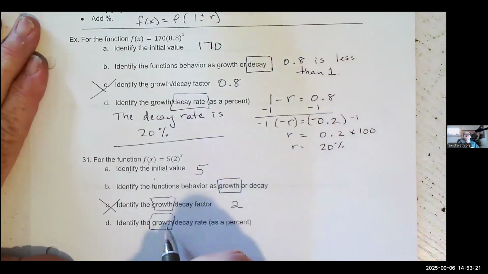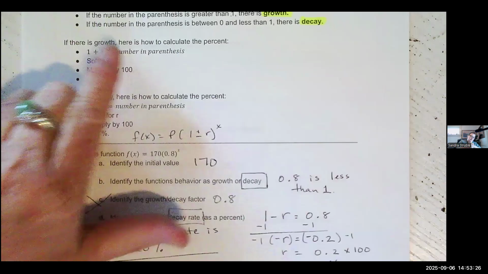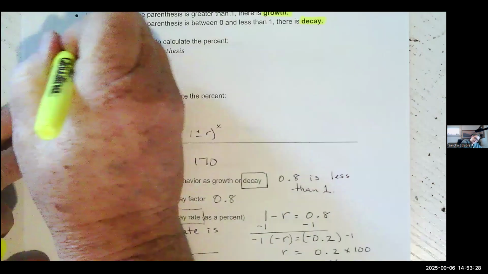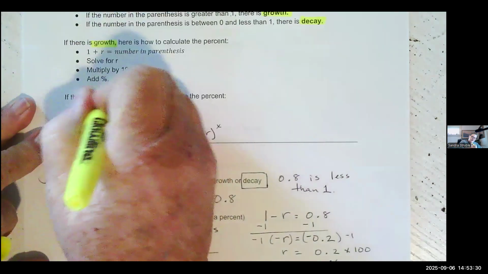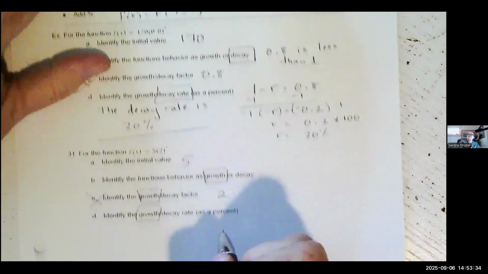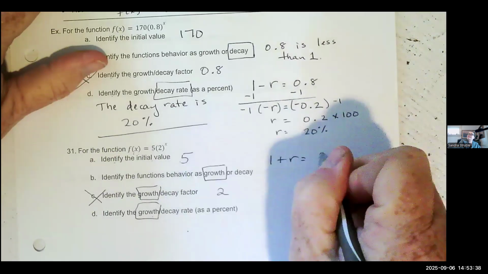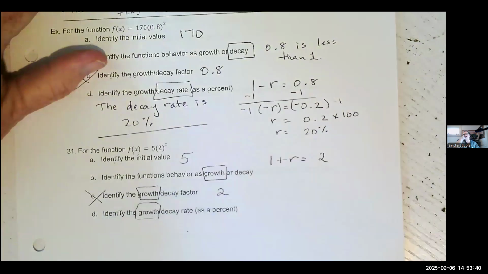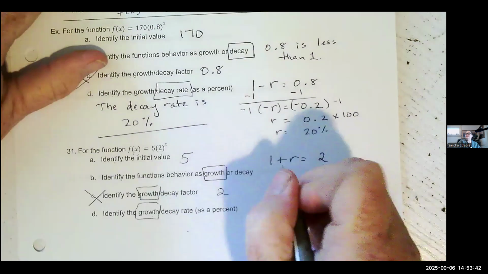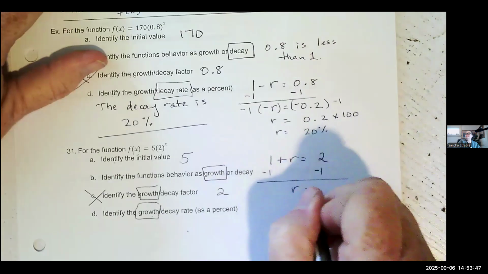So to identify the growth rate, we're going to come up here and say, okay, if there is growth, you need to know both of these. You need to make sure you're comfortable with solving these. If there's growth, you're going to put 1 plus r equal to the number in the parentheses, because that's how it was found. And you're going to solve for r. All right. So I'm going to subtract 1 from both sides of the equal sign, and I get r is equal to 1.